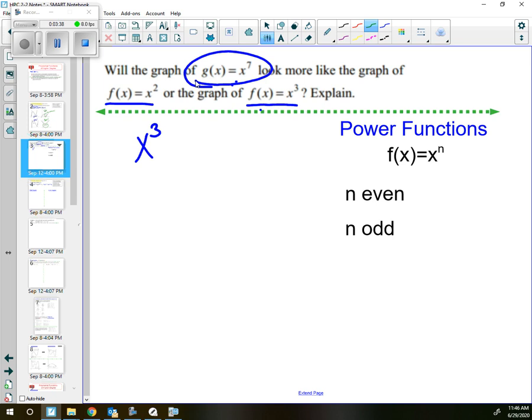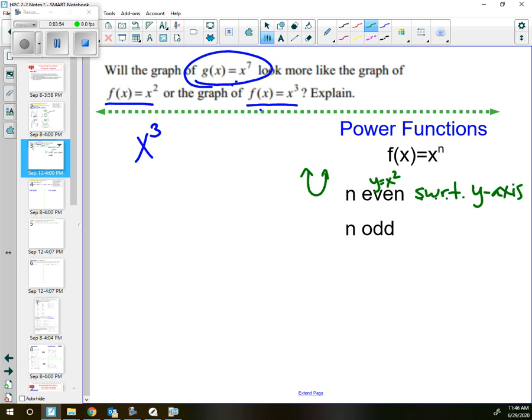So even powers, when n is even, you get end behavior shapes that look more like this. So it's symmetric with respect to the y-axis. In other words, it's going to look like y equals x squared.